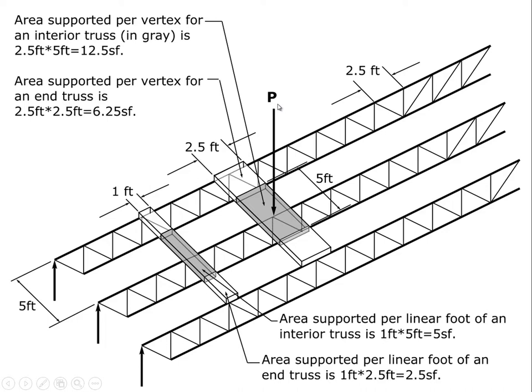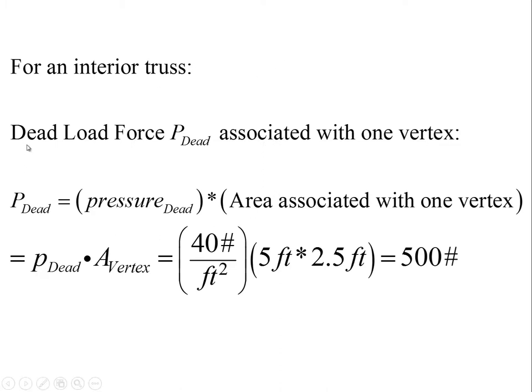P is uppercase P. That means it's a cumulative localized force on that joint, and it will be in either pounds or kips. Okay, so for an interior truss, the dead load force, P dead, associated with one vertex on an interior truss, we'll express that as uppercase P subscript dead is going to be the pressure or area distributed load associated with the dead load or the decking times the area associated with one vertex. So if the dead load pressure is 40 pounds per square foot, which would be typical, for example, of a residential situation, we would then say the area distributed dead load is 40 pounds per square foot.